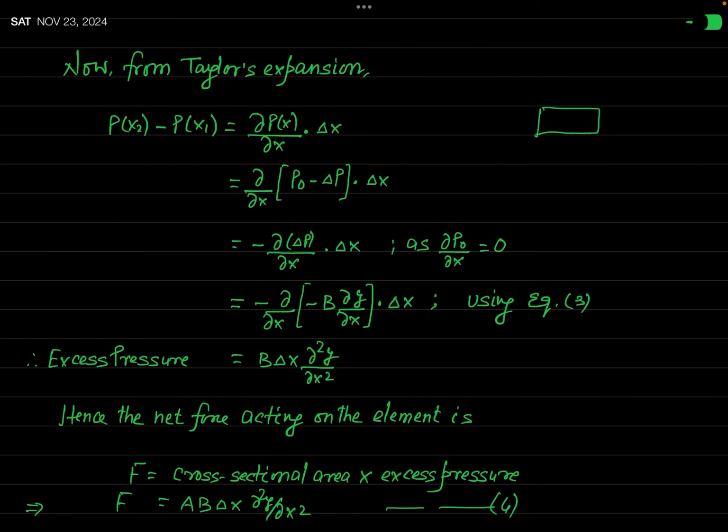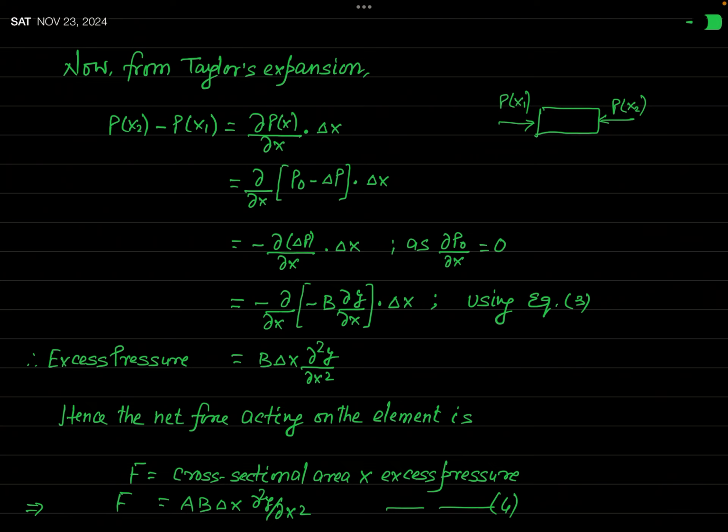This is your element. And you have seen that if your aim is to find the net force, you have to first find the difference of pressure on both sides. As you can see, I have assumed that at section B dash the pressure acting is P of x2, and at A dash the pressure acting is P of x1.